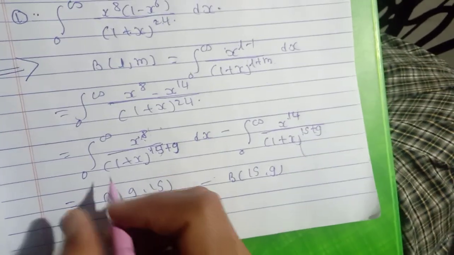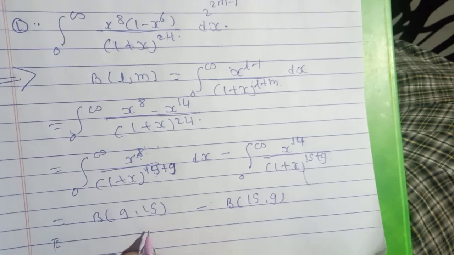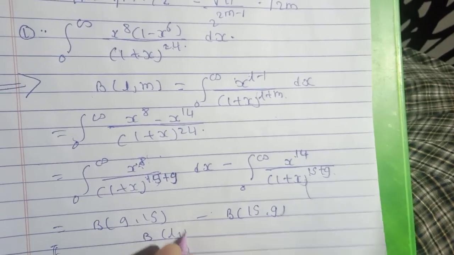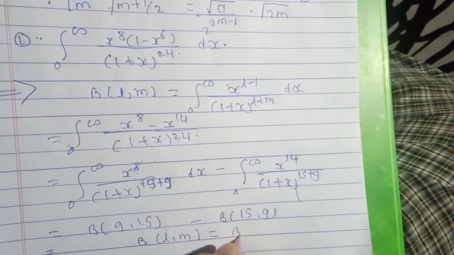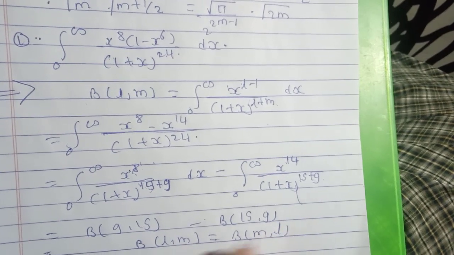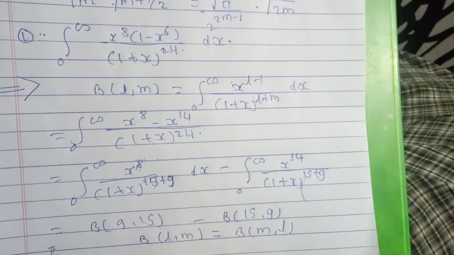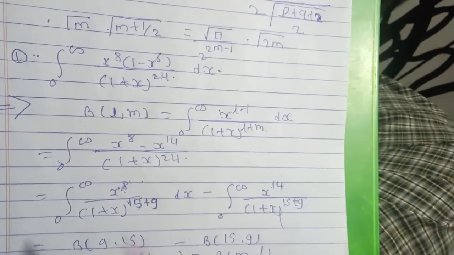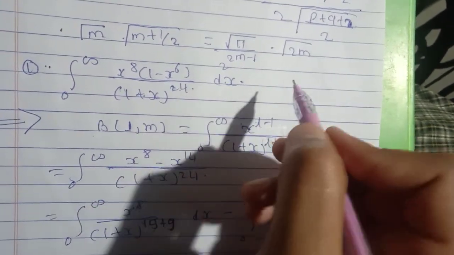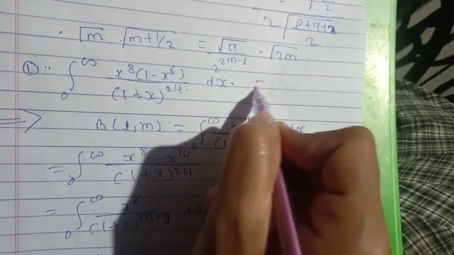But we have to know the symmetric property of the beta function, that is beta of l and m is equal to beta of m and l. So these are equal, so their value is 0. Then this problem is proved and its value is 0.